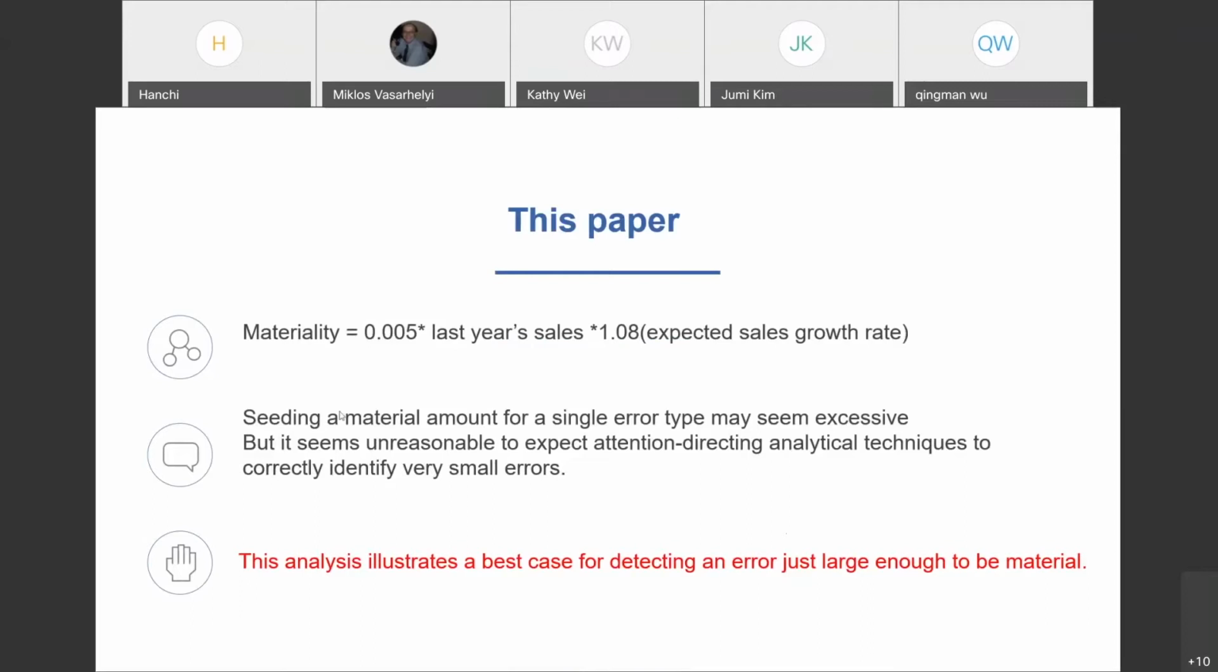We want to seed a material amount for a single error test. We think it may seem excessive, but it seems unreasonable to expect attention directing analytical techniques to correctly identify very small errors. This analysis will illustrate a best case for detecting an error just large enough to be material.